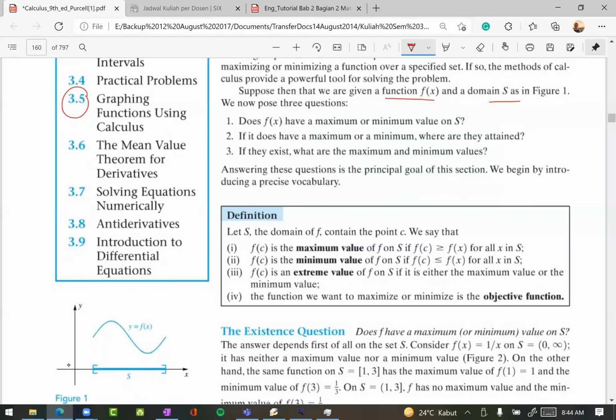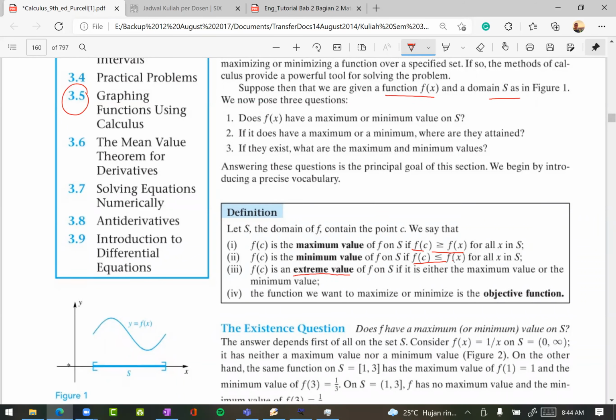Okay, so what is maximum? The maximum value is the highest value. So if you compare to other values, it is always bigger. Minimum is always smaller. What we call an extreme is either a maximum or a minimum. And the function to minimize or to maximize is what we call the objective function. So f is the objective function. That's the naming.